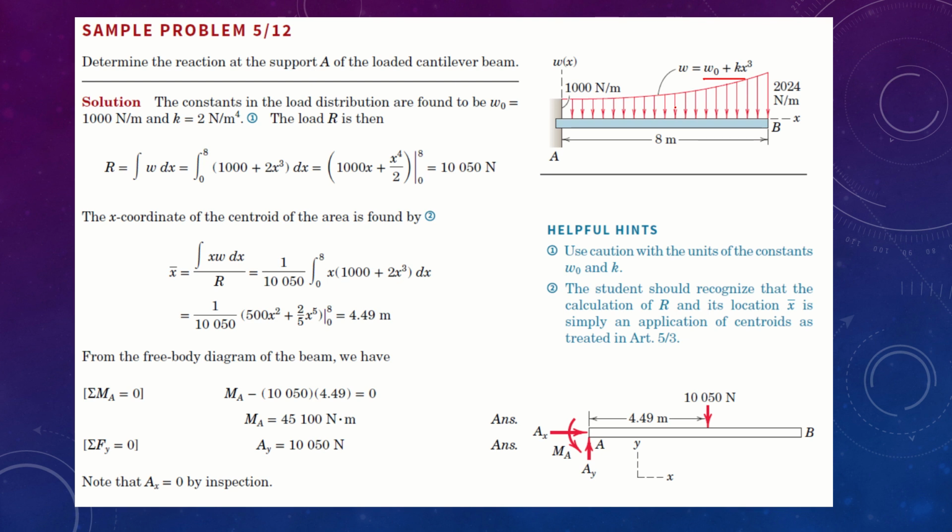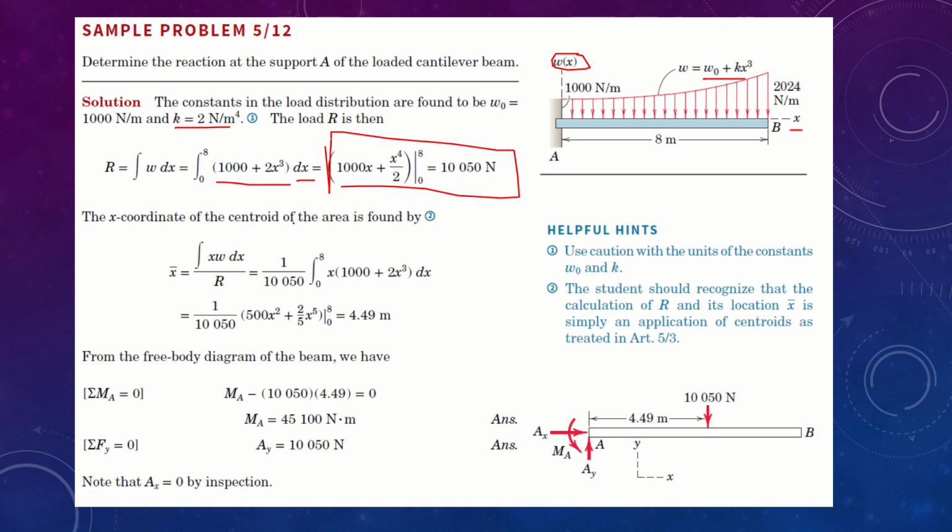Now, here he found the value of k to be 2 Newton per meter to the fourth. As I have told you, you can find the value of R. With the diagram as he has shown here, this is the x-axis, this is the corresponding y-axis, or wx, and over it you have a function w. So you can say R is equal to the integral of w dx, where w is a function of x, and you're going to get the value of R right here.